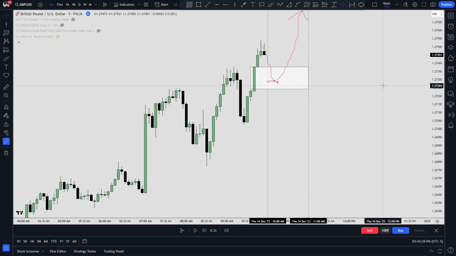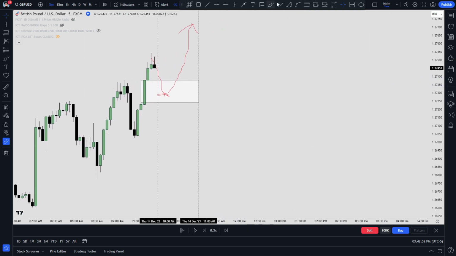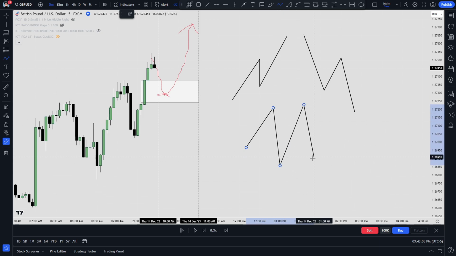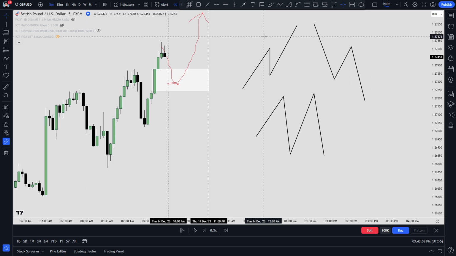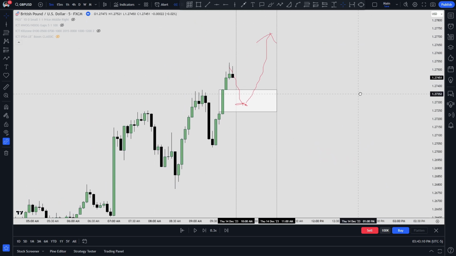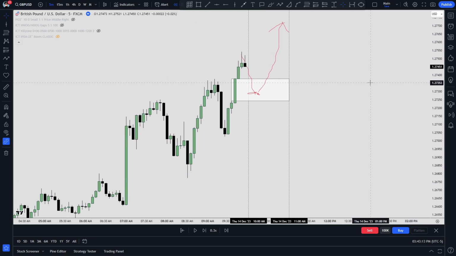But before taking a silver bullet, it's important to have a narrative. Essentially, where has price been and where is price going? It's important to note that the market can only go three ways: either higher, either lower, or consolidate. This is very important to note when trading the silver bullet, because you have to understand what kind of market trend you are in.